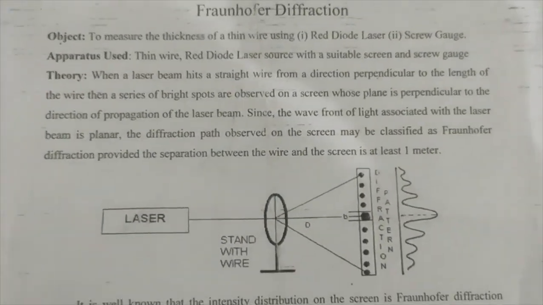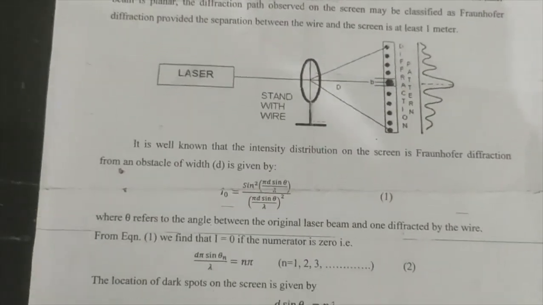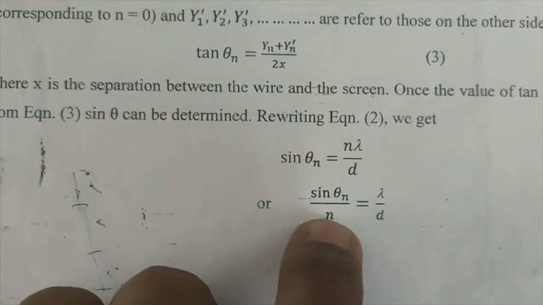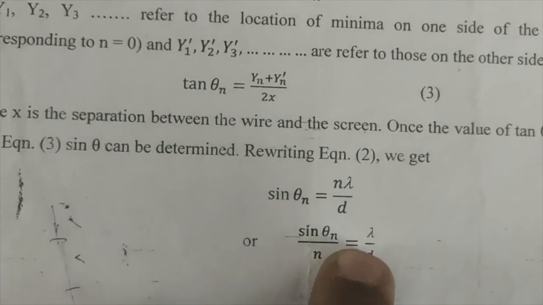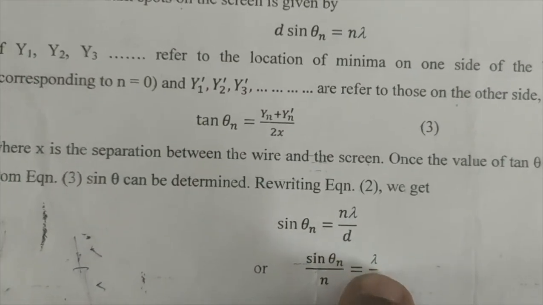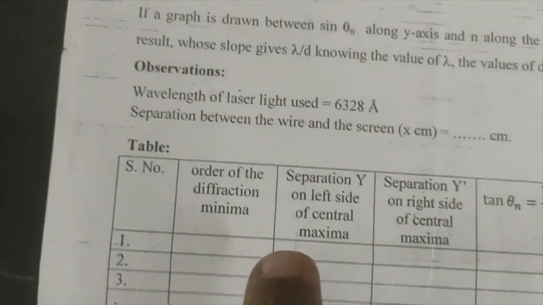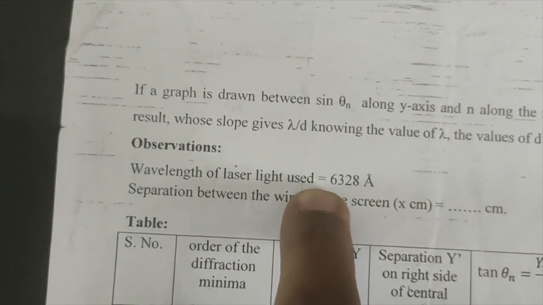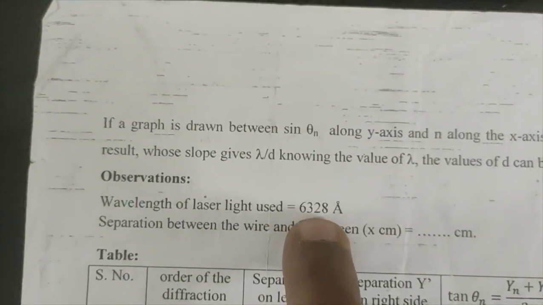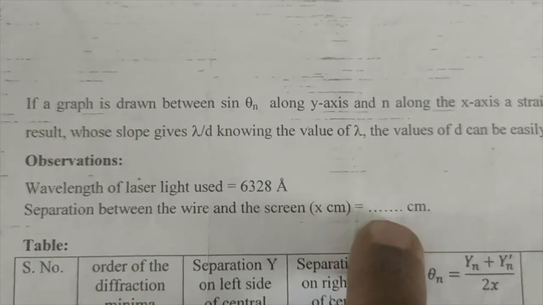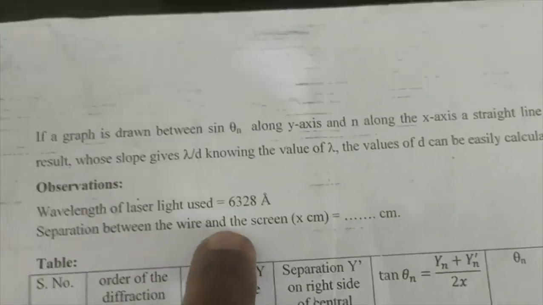The formula which we are going to use to find the thickness of the wire is sine theta n upon n equal to lambda by d, where lambda is the wavelength of the red diode laser. Because this is red, the value of the wavelength which we are going to use is 6328 angstrom. Then we have to find the separation between the wire and the screen, and note it down.